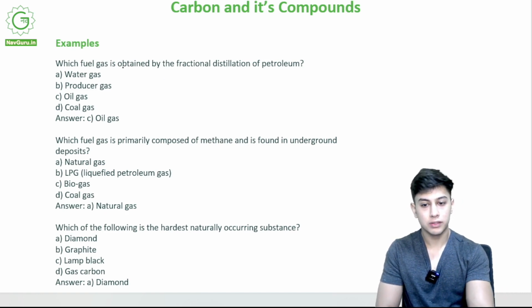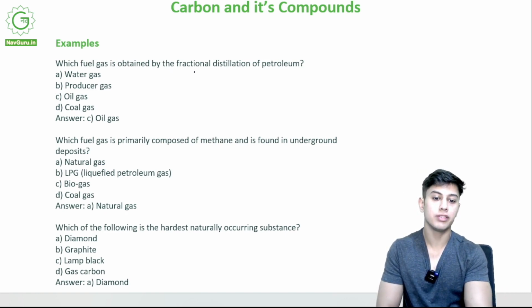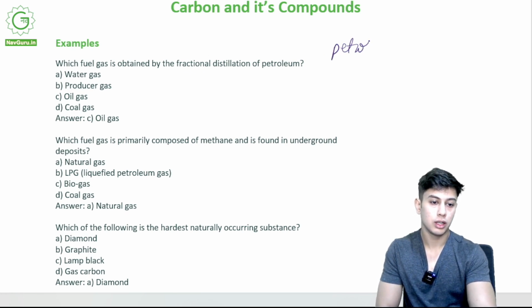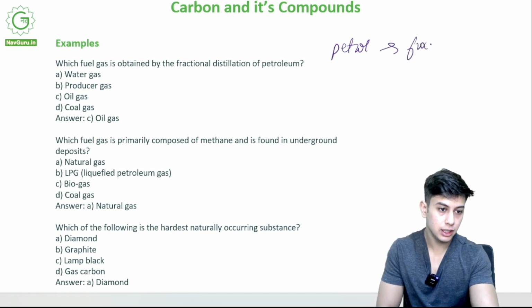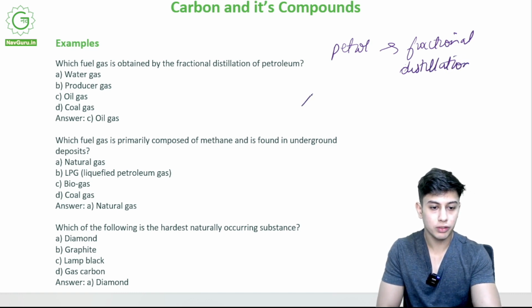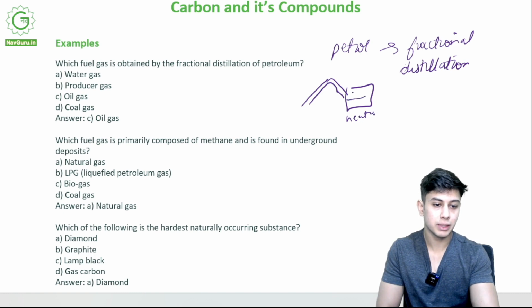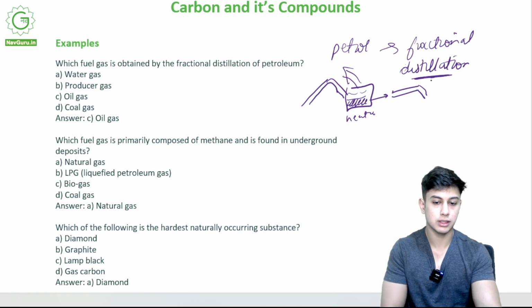Which fuel gas is obtained by the fractional distillation of petroleum? Okay, so petrol undergoes fractional distillation. I told you what is distillation. We remove a lot of stuff. Alright, so petrol will go through some pipes, go to a container, it will be heated and some gas will be obtained that will be taken somewhere else. What is left will be taken somewhere else again through pipes. Alright, so it will be a distillation process.